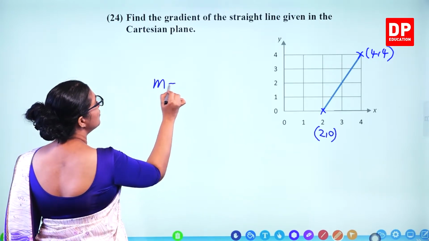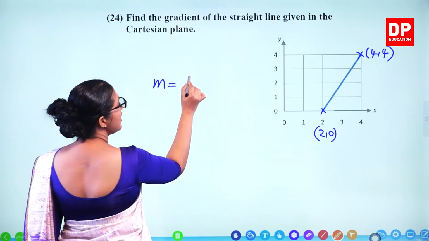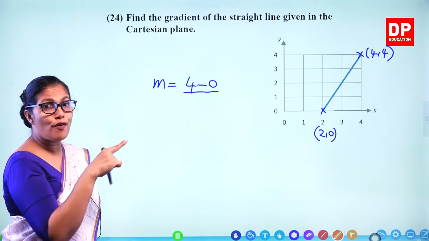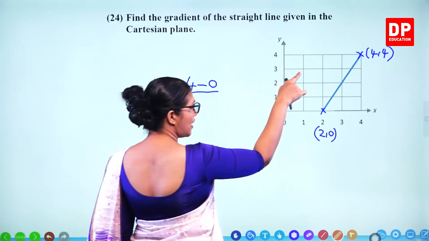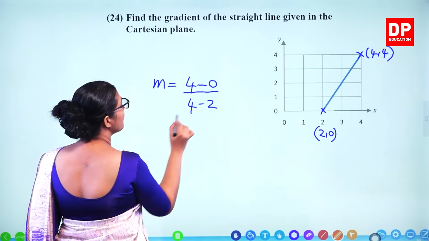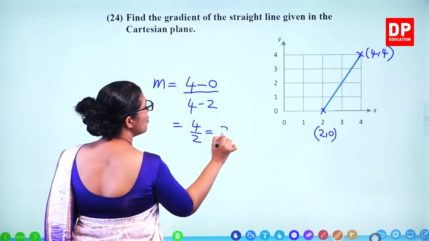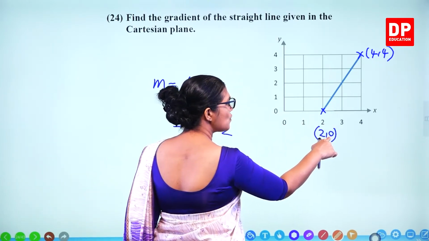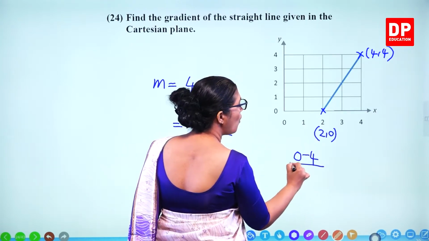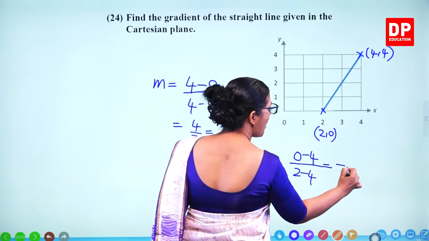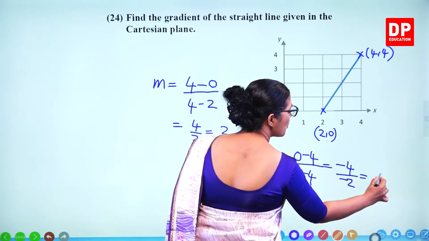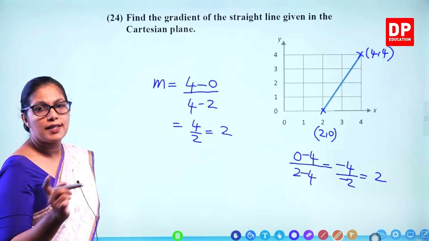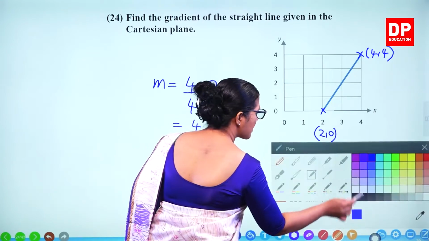Gradient is equal to the difference between y coordinates, I'll take 4 minus 0, over the difference between x coordinates. So you took 4, 4 first, so for the other one also you have to take 4 first. 4 minus 2. So 4 divided by 2, you get 2. Or you can take it the other way around. You get the same answer if you take this one first. 0 minus 4 over 2 minus 4, minus 4 and minus 2. Minus minus, you get plus. So you get the same answer with any point first. So 2 marks.